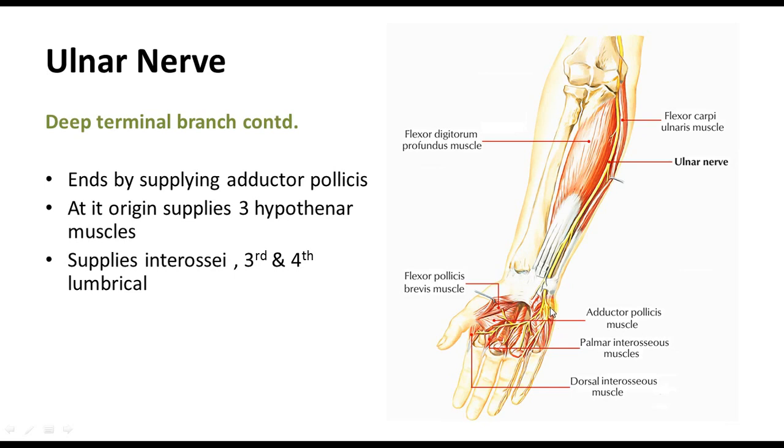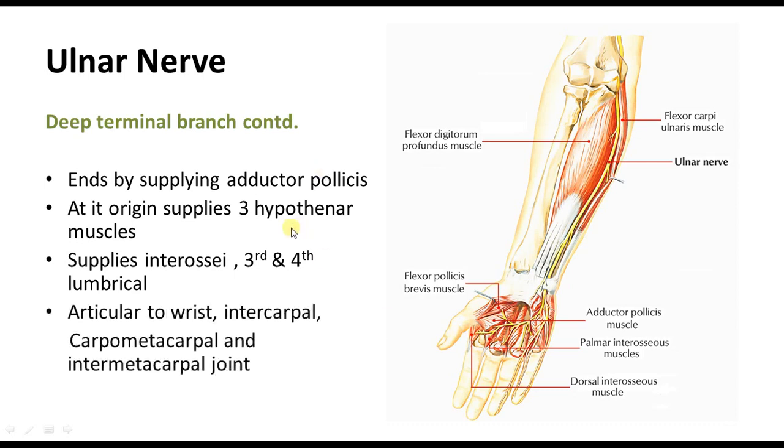And apart from that, if at all palmaris brevis is present, that also is going to be supplied by the superficial branch of ulnar. So almost 16 and a half muscles on the hand it supplies. So that is why it is also called the musician's nerve. Most of the intrinsic muscles are supplied by the ulnar nerve. Mainly the deep branch is muscular, and it also gives articular branches to the intercarpal joints, carpometacarpal and intermetacarpal joints and interphalangeal joints. So they are also giving articular branches apart from the muscular branches.